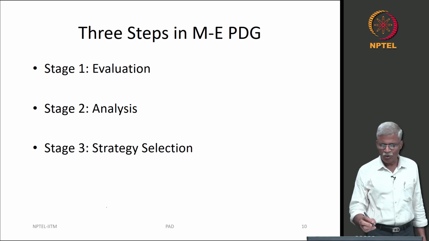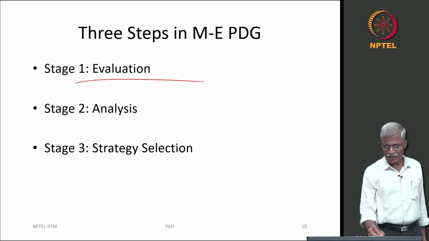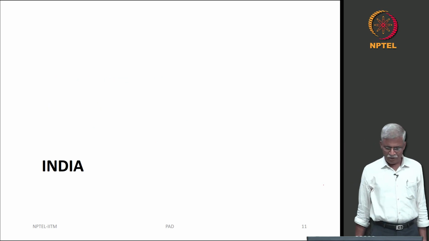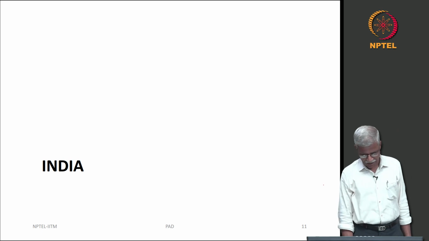Okay. First and foremost thing is evaluation, second is analysis, third is strategy selection. Okay. Right. So, let us now take a look at India. What do we do here in India?